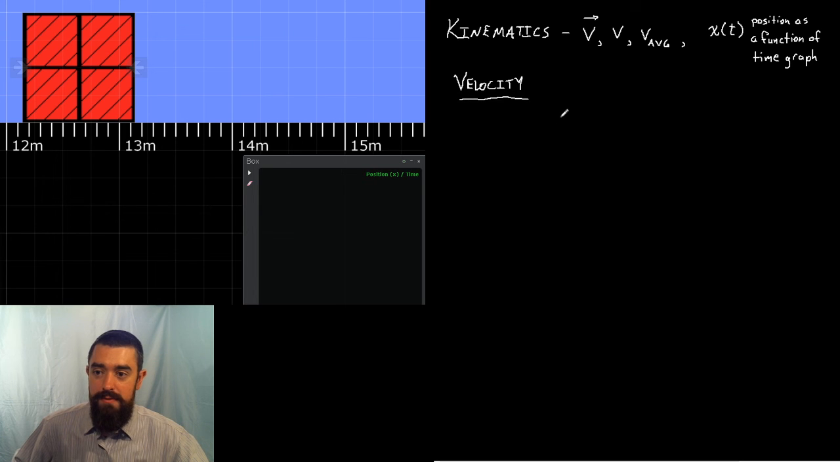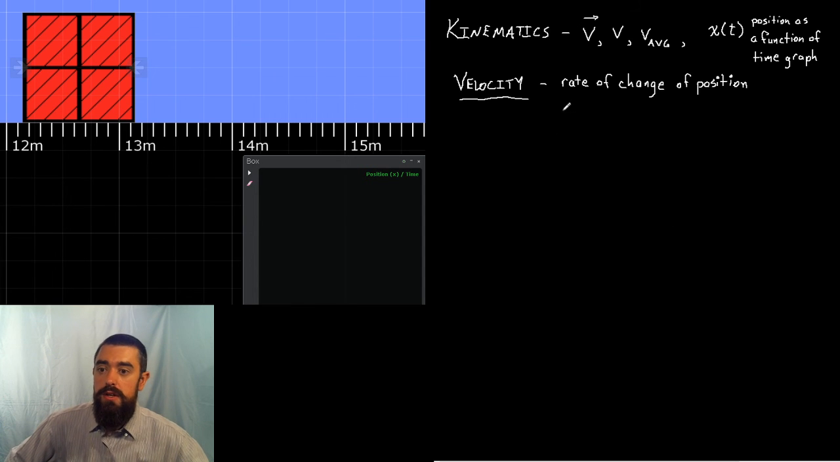Okay, so velocity, what is that? Velocity is a rate of change of position. All right, so that's the definition in words. Rate of change implies how fast something is changing. We know that position, that was the symbol X or Y or Z. That is the location of an object.